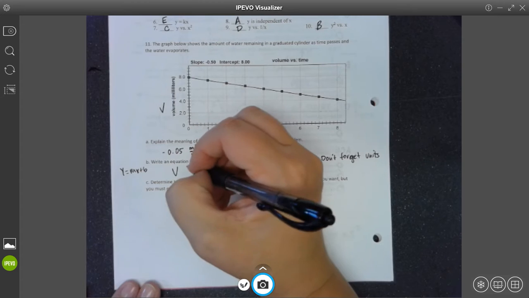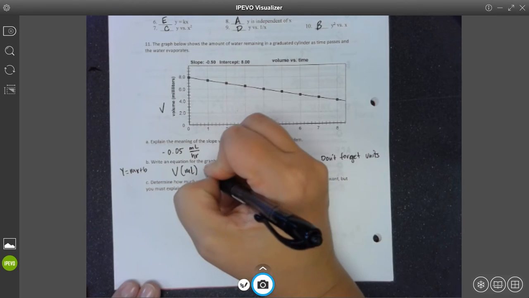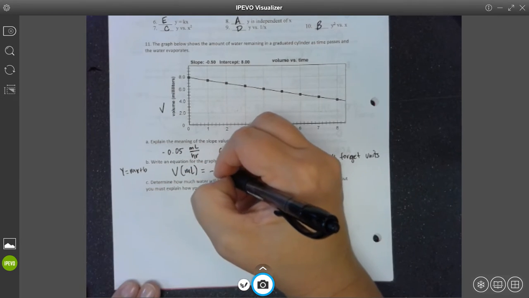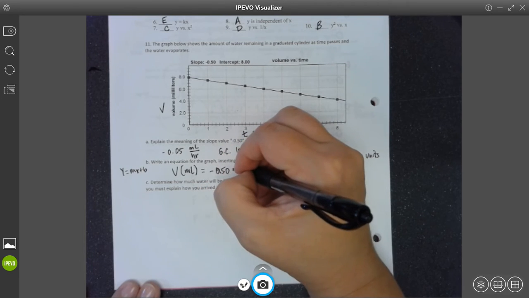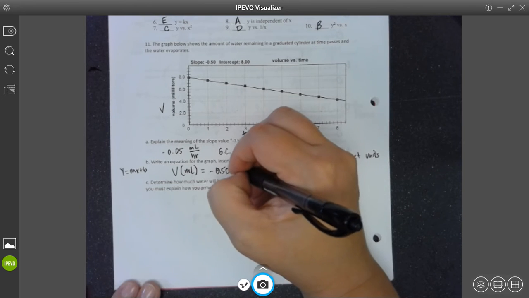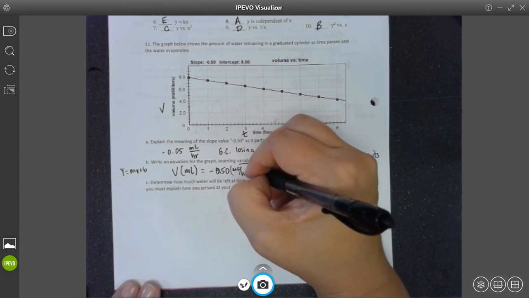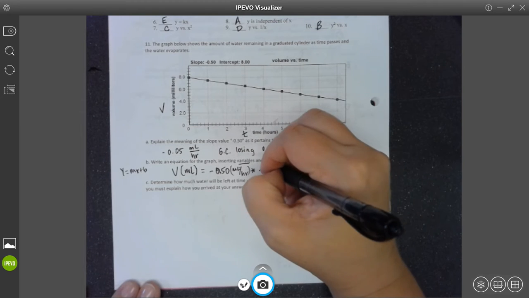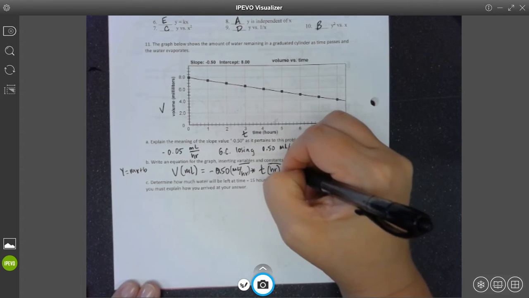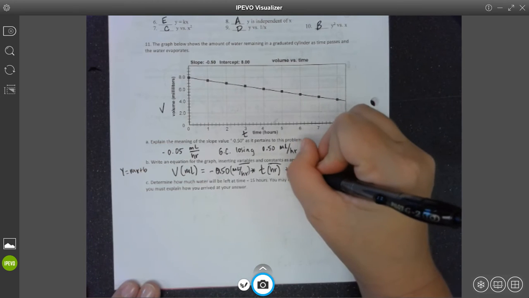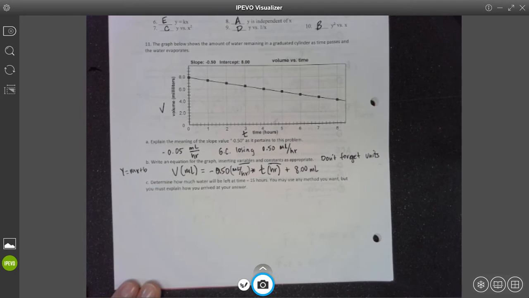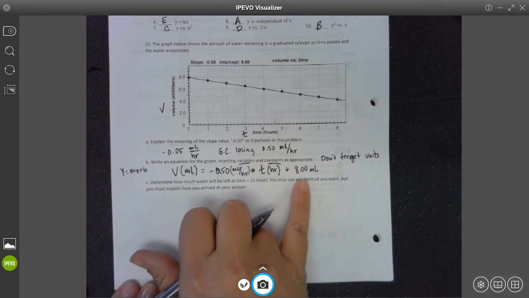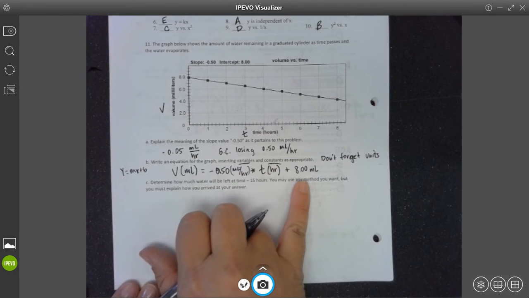That's okay. So I'm going to write volume in milliliters because I need my units is equal to my slope minus 0.50 and then my units, milliliters per hour. I like to put my units in parentheses. Times time measured in hours plus my intercept, which was 8.00 milliliters. What does 8 mean? What's the significance of that intercept? Natalie?